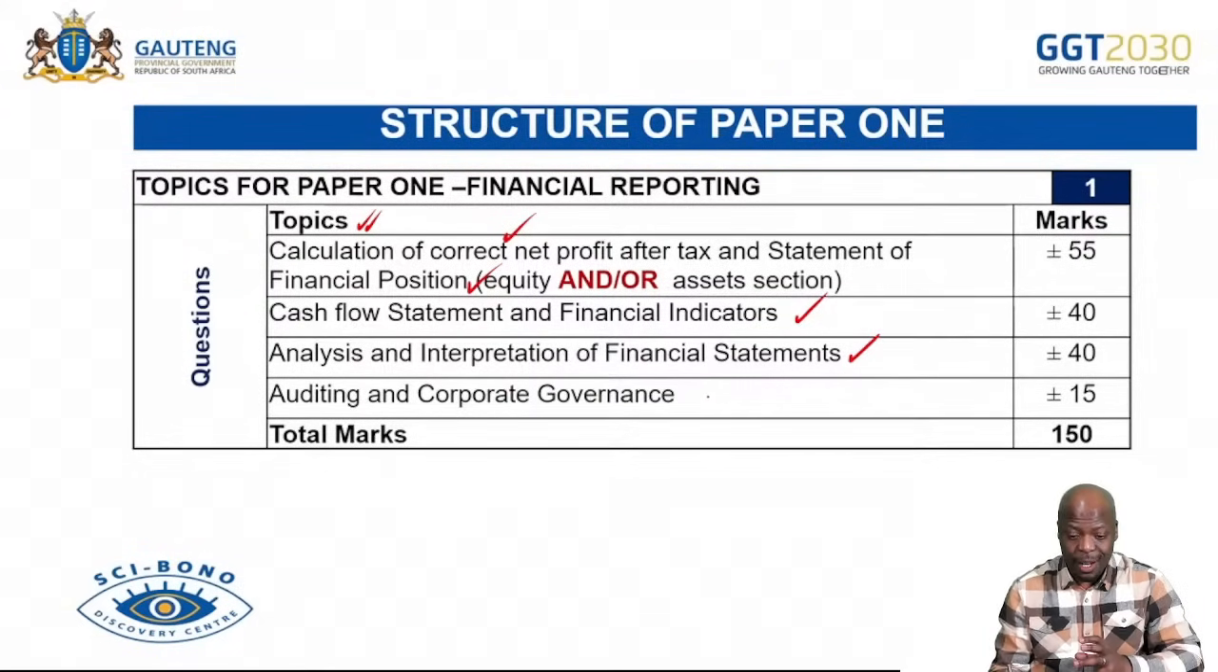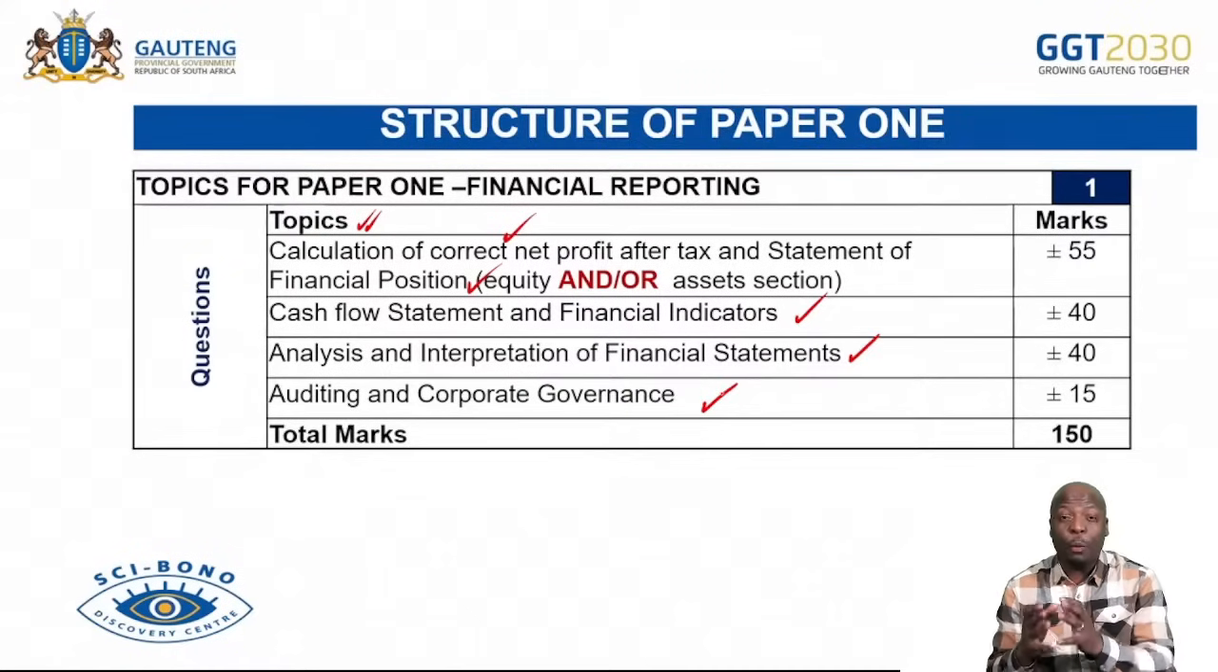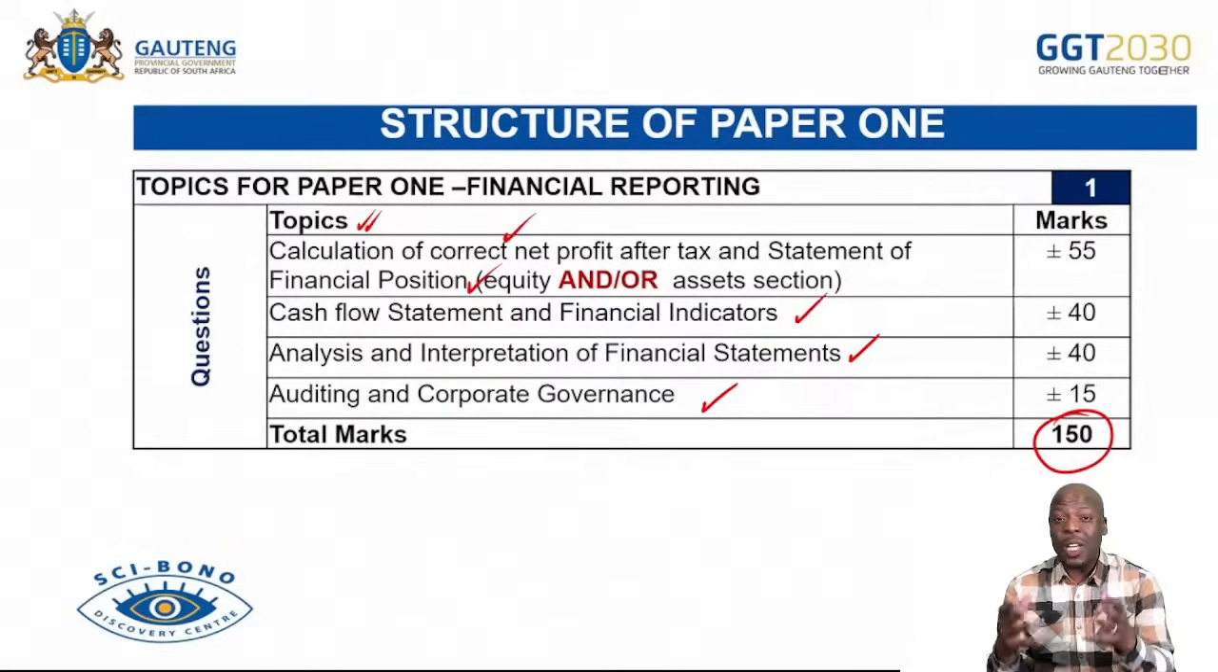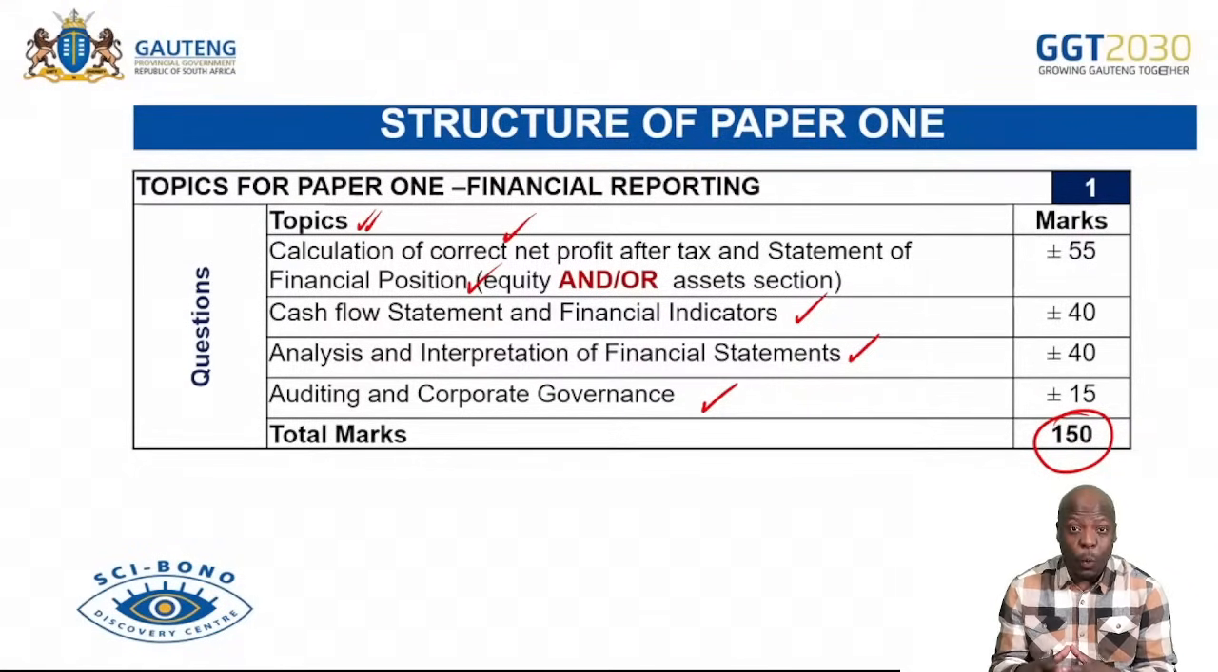And then definitely you'll get your auditing and corporate governance. Tomorrow's paper will be out of 150 marks. So this is what we would expect. In terms of the adjustments, they will vary. They will be all over the place. But normally, this is what we would expect in our paper one.